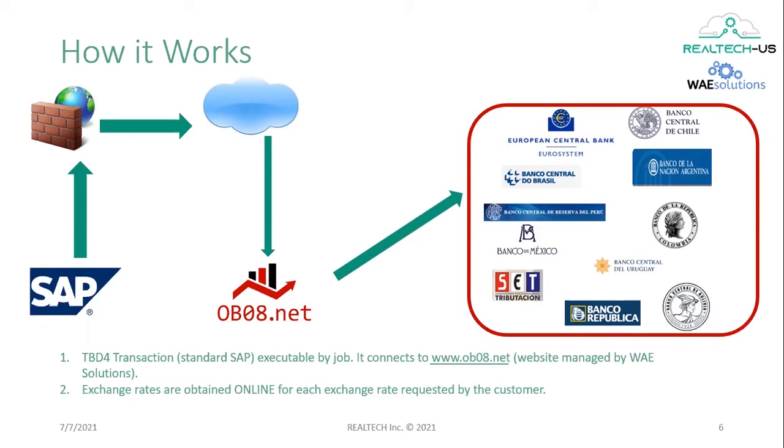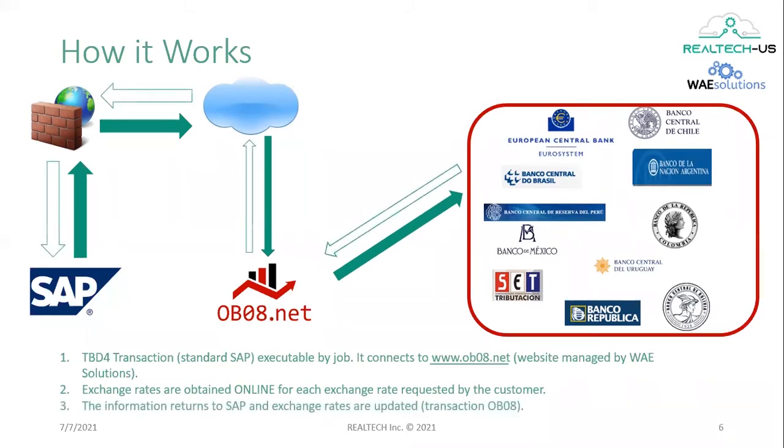the different central banks. We send this information to the TBD4 transaction, and the standard TBD4 transaction populates the table TCURR automatically. So the same rates that the user can see at a specific website are the same rates that go automatically to SAP, that they can see in the OB08 transaction.